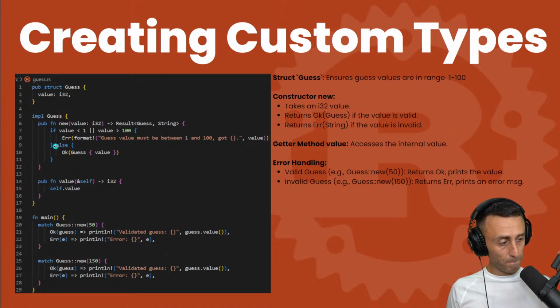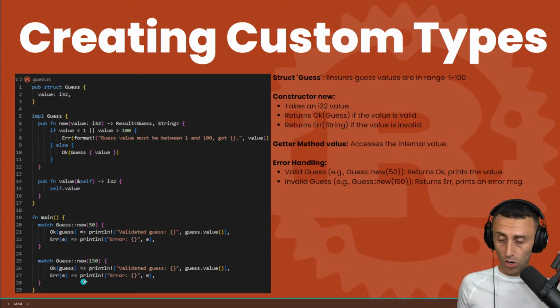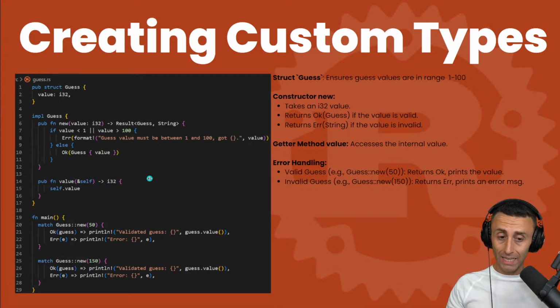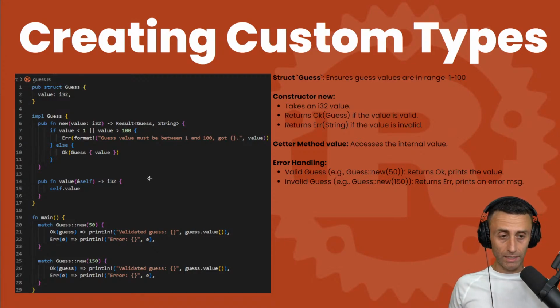Okay. And we can see here on line 20 and 25, if we try the guess with the number 50, this is validated. Otherwise, we'll return an error on line 27 if we try to create a guess number which is above 100. Okay, so this is how we can create custom types for error handling in Rust.